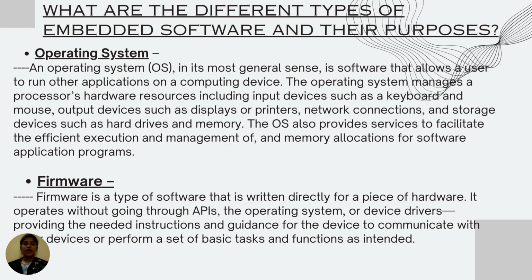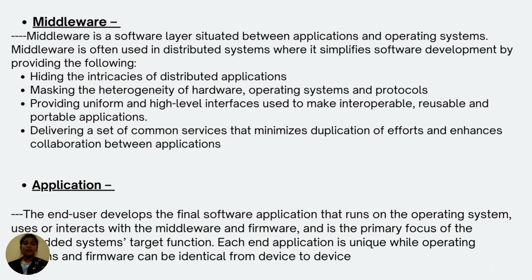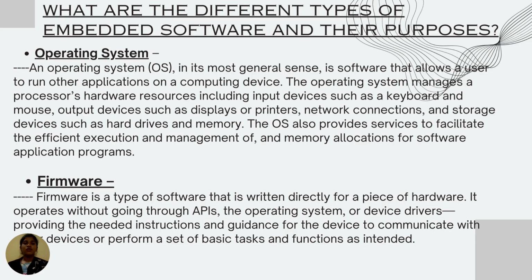The various types are operating system, firmware, middleware, and applications. The operating system, in the most general sense, is software that allows a user to run other applications on a computing device. The operating system manages a processor's hardware resources including input devices such as keyboard and mouse, output devices such as displays and printers, network connections, and storage devices such as hard drives and memory. The OS also provides services to facilitate the efficient execution and management of memory allocation for any software application program.